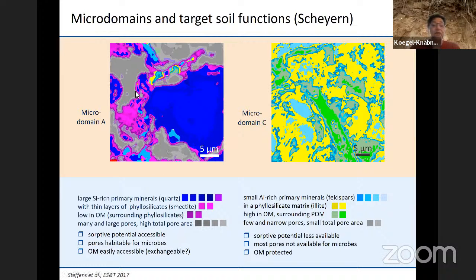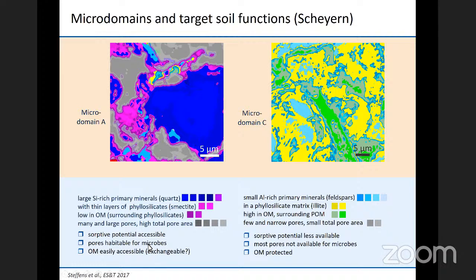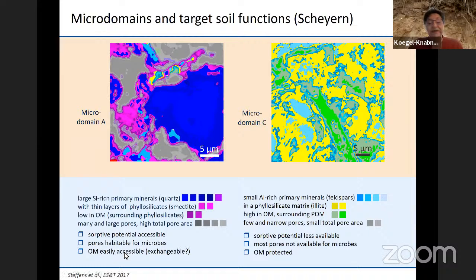We have large pores, water can penetrate and then diffuse to these mineral surfaces. The pores are large and habitable for microbes, and the organic matter is easily accessible, maybe also exchangeable here at the surfaces, because they are near the percolating water in the soil.